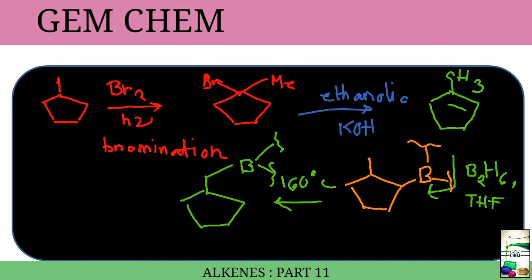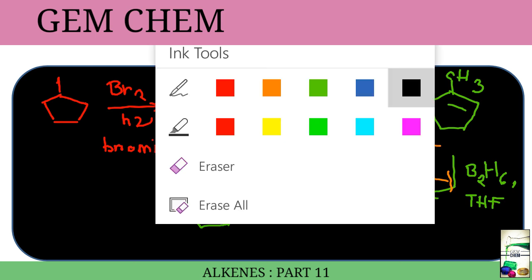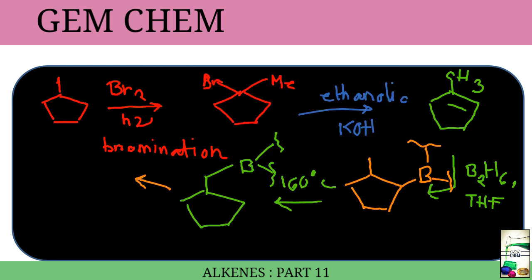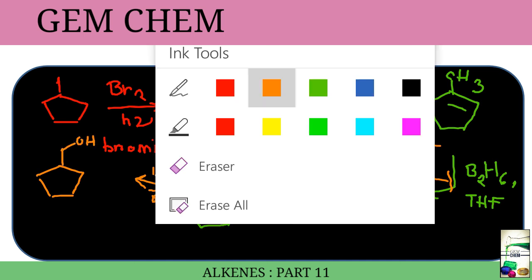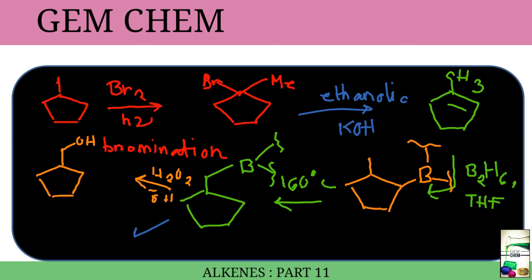And in the last step, we require two things to be done. First, from this boron we can use H2O2 and OH minus to obtain the alcohol, that is this one. This is our first target. And in the second place, we can add CH3COOD, that is the case where we are getting alkane, to get this one, that is this product, right?